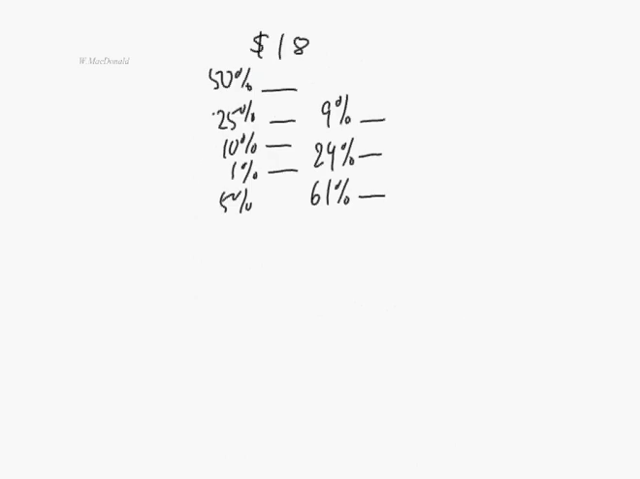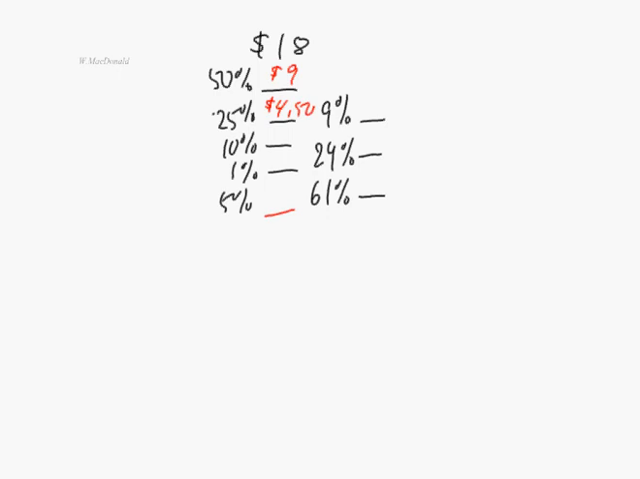Question 3 is $18, and it asks you to identify each of the following percentages. So 50% of $18 is one of the easiest questions. It's simply half of it, and you would get $9. Now to calculate 25% of $18, we know we're supposed to take half of half. Well, we've already said that half is $9, so half of $9 is $4.5, or in the real world we say $4.50.